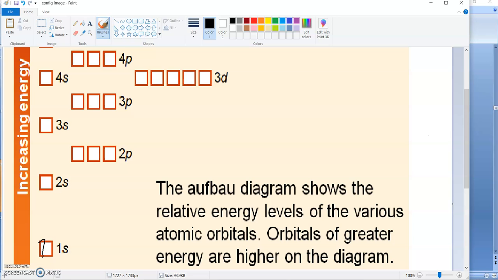We use electron configurations to show us in a shorthand way what the arrow diagrams are looking like.